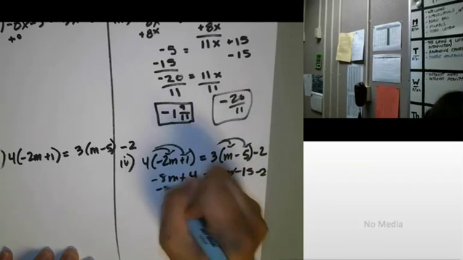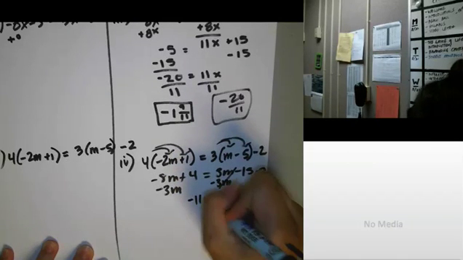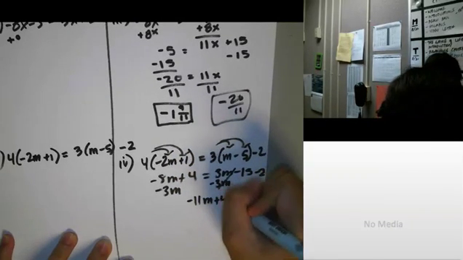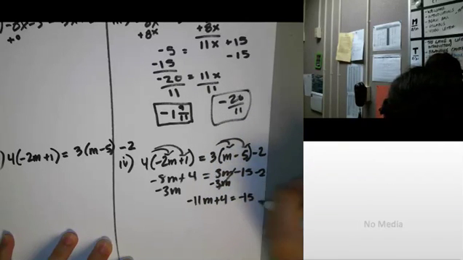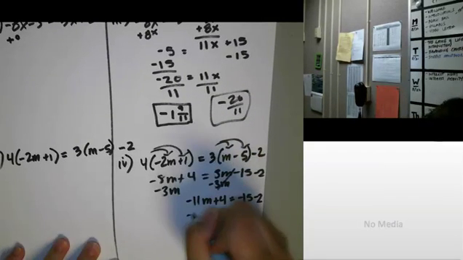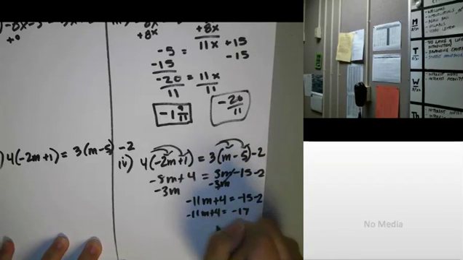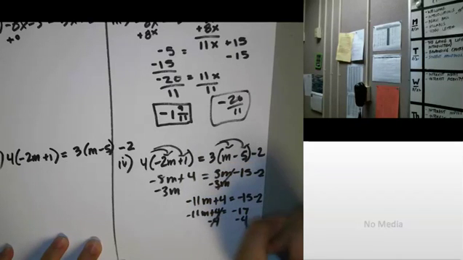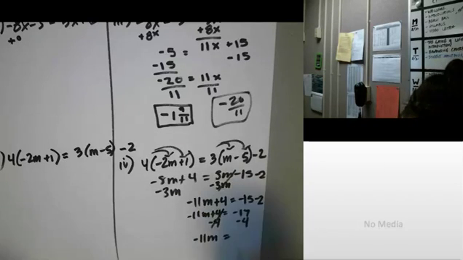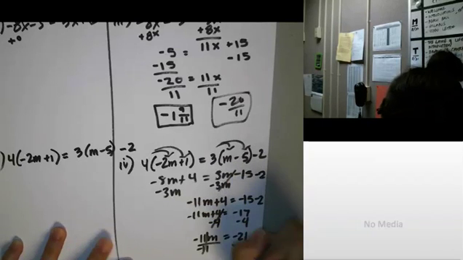Excellent. Okay, now she's subtracting 3m from both sides. And when she does that, she gets negative 11m plus 4 equals negative 15 minus 2. Notice that there are multiple ways of doing this problem, so she's doing it in the way that she feels is the best way, but for some of you, you might have a little bit different, and that's okay. All right, so she's got negative 11m plus 4 equals negative 17. Then she subtracts 4 from both sides and divides by negative 11.